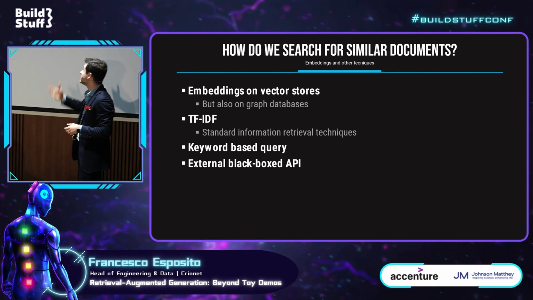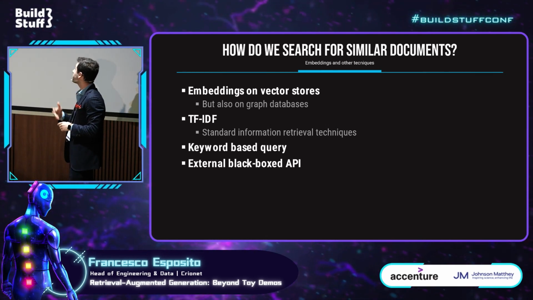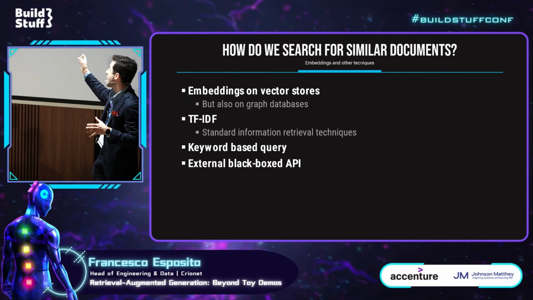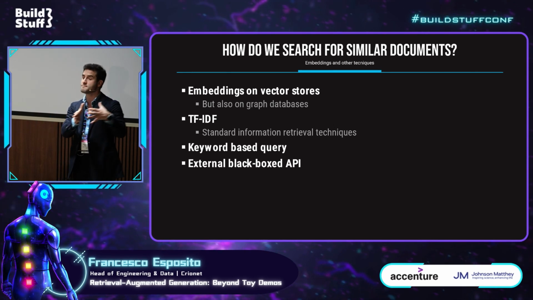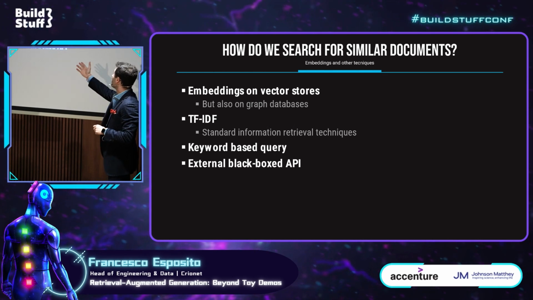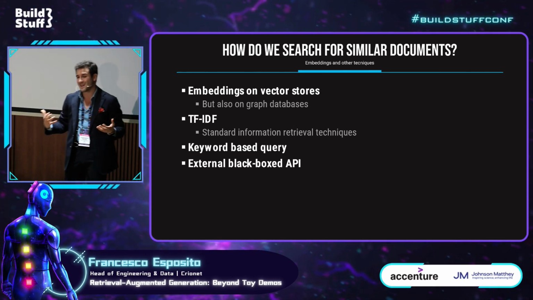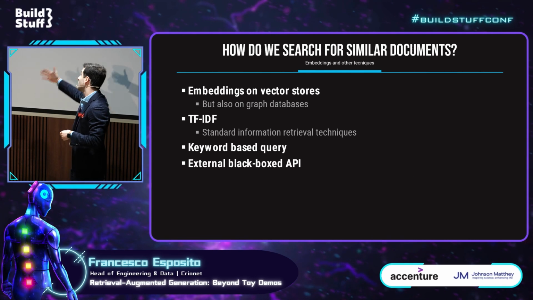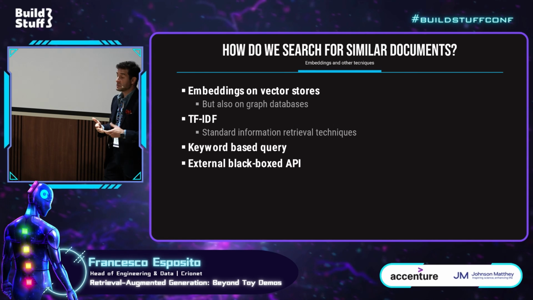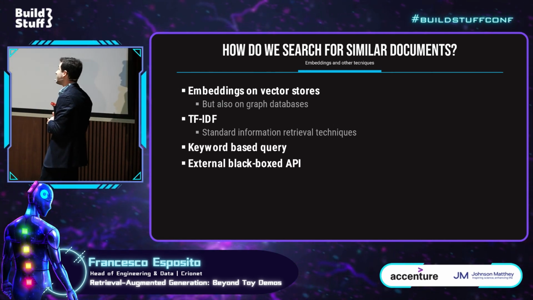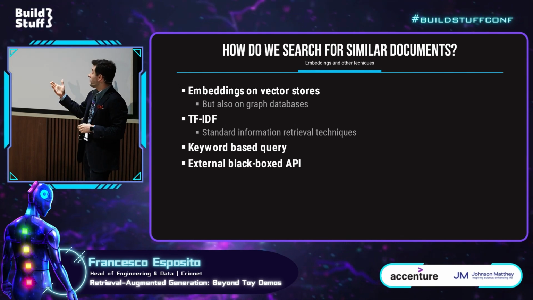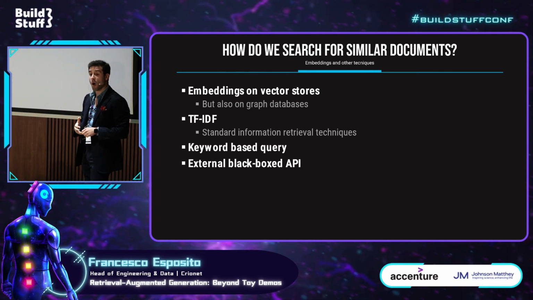But this is not the only possible approach. There are also more complex databases like graph databases that can implement both embeddings and structured documents, but also, as I said before, more standard information retrieval techniques like term frequency, inverse document frequency, standard keyword-based algorithms, and also external black box APIs.